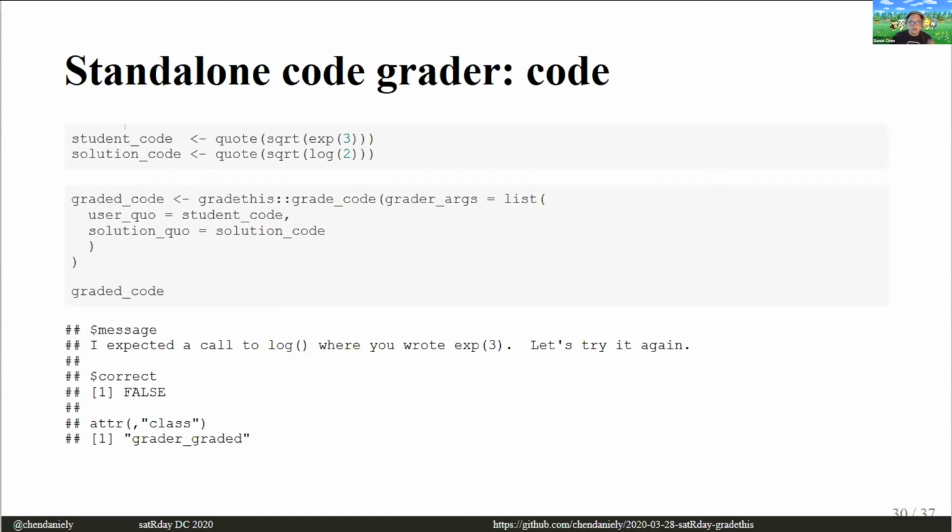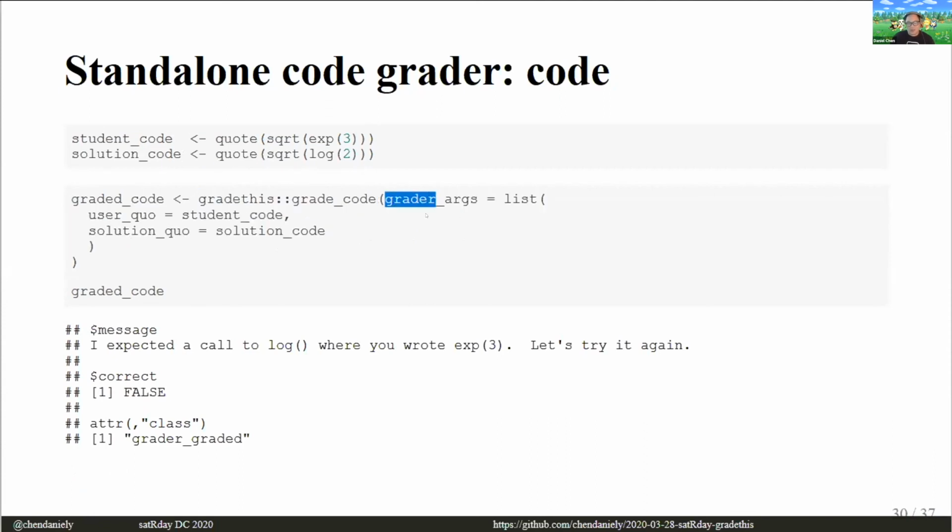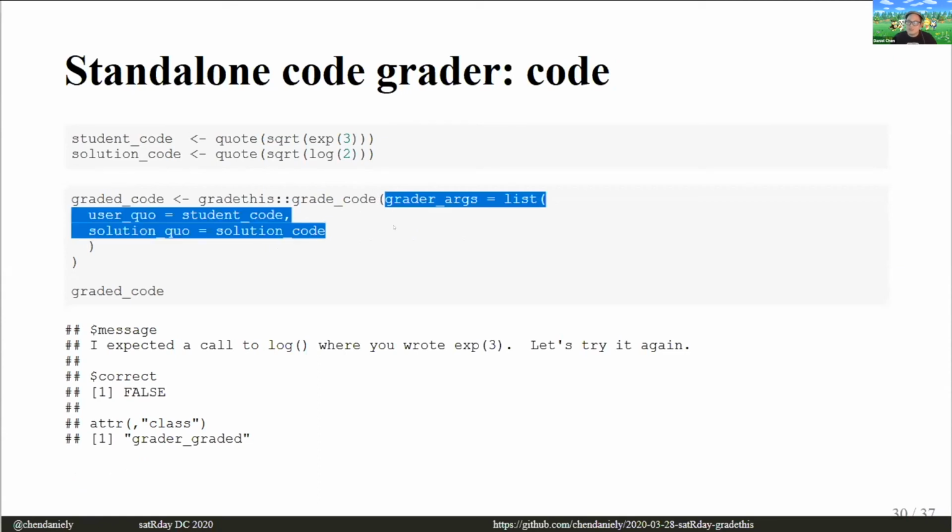So let's say we have student code and solution code. The student passes in square root exponentiate of 3, and then the solution, or the teacher's code, is square root of log of 2. You can run the grade code function directly and pass those in. So this is one of the remnants of GRADER being used instead of GRADETHIS. One of these days, this will change.